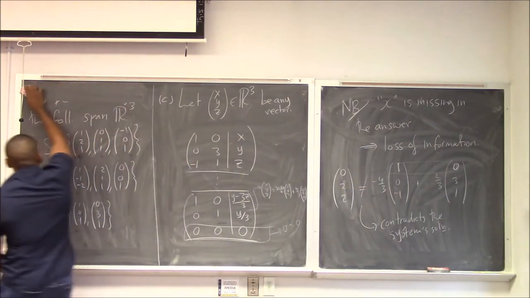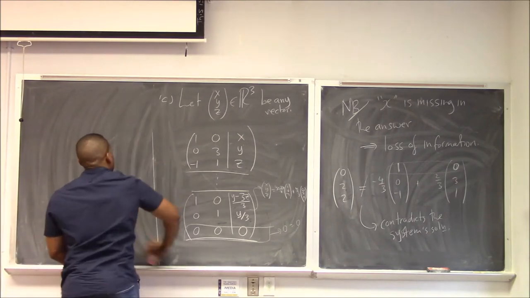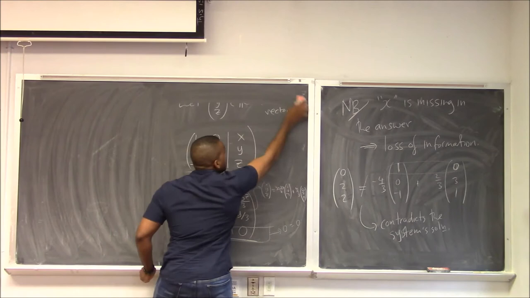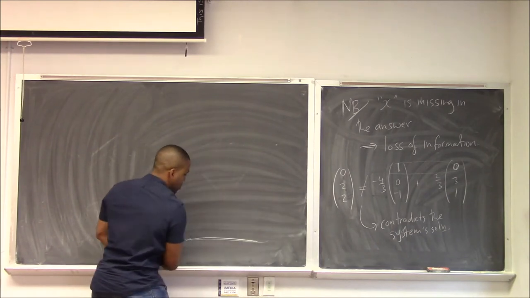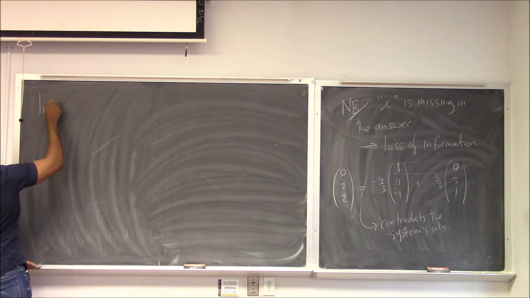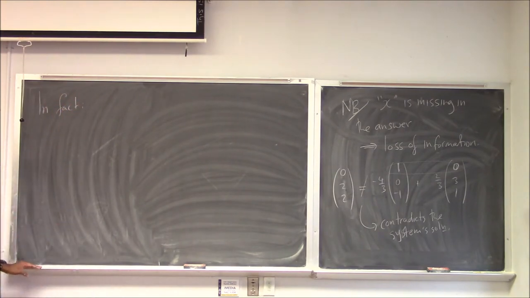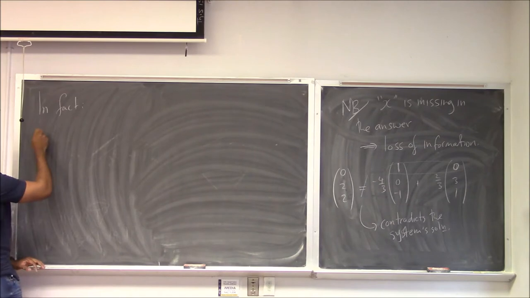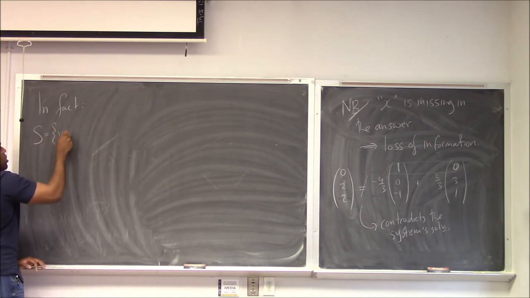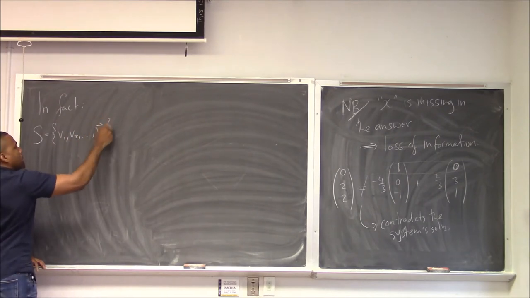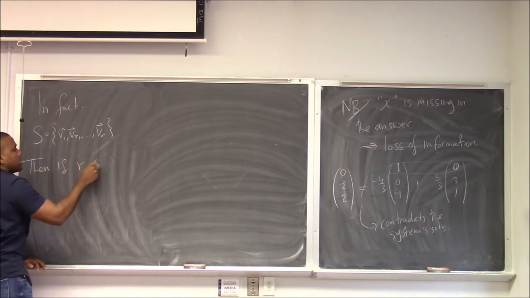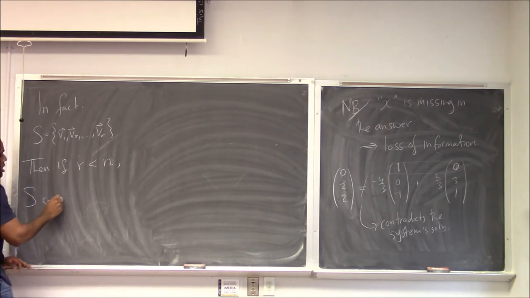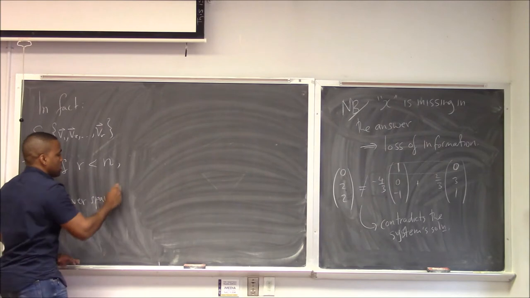So let me state, because this is actually true in general. You can picture it easily in R2 and R3, but I want you to think a lot more generally now. We'll make it even more general when we talk about dimension. But here is something we can generalize for Rn. Let S be a set of vectors V1, V2, through VR, and if your R is less than N, S can never span Rn.